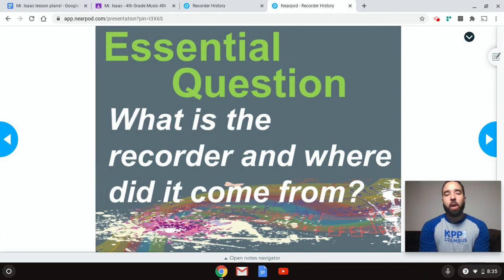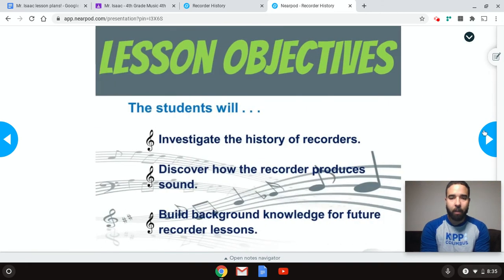Okay, essential question. What is the recorder and where did it come from? Moving on to the next slide. All right, in this lesson, you will investigate the history of recorders, discover how the recorder produces its sound, and build background knowledge for future recorder lessons. All right, all this will be very helpful to you when we get to actually playing the recorder.